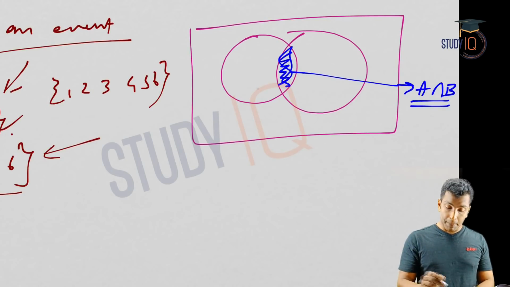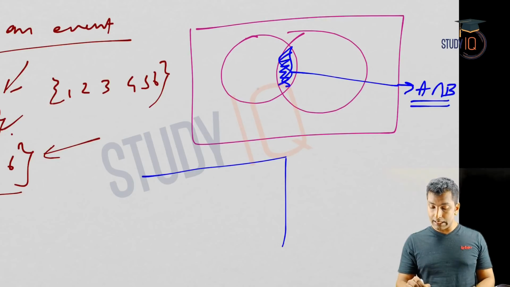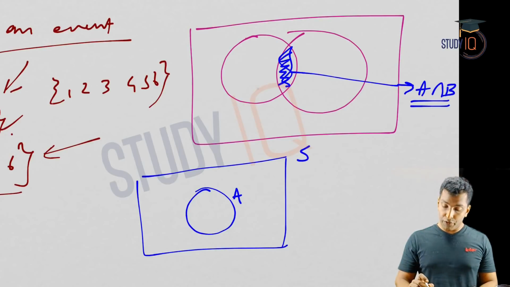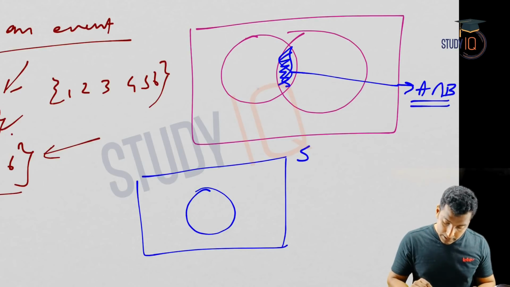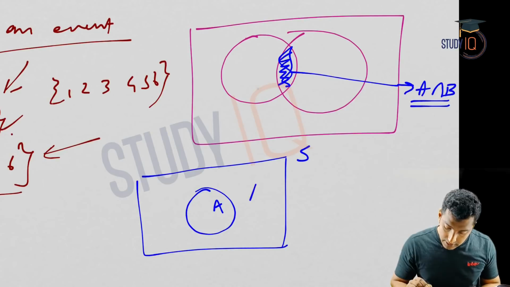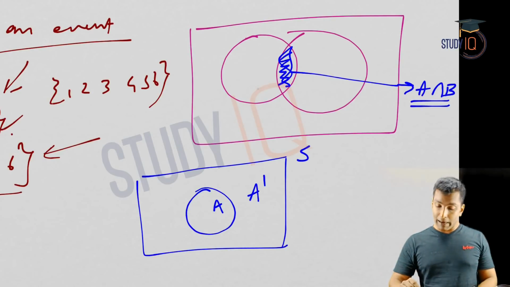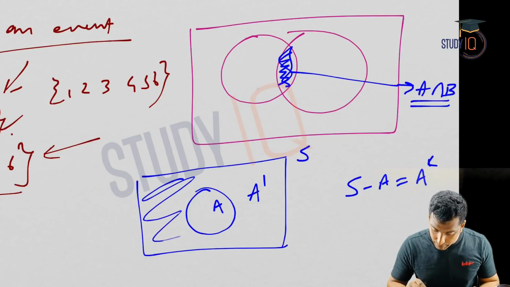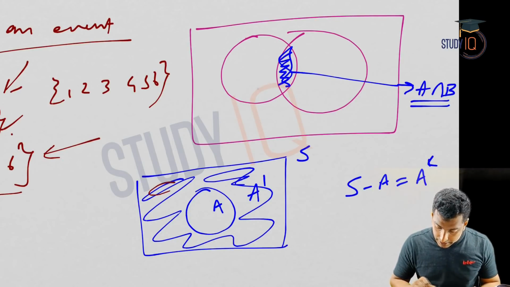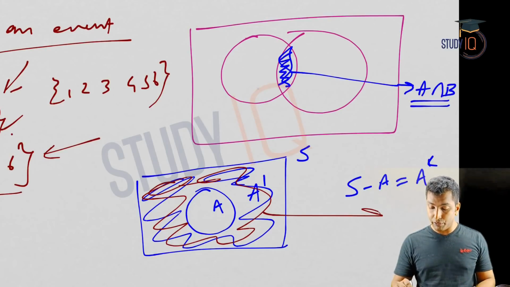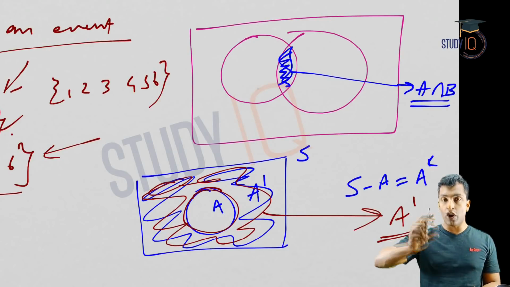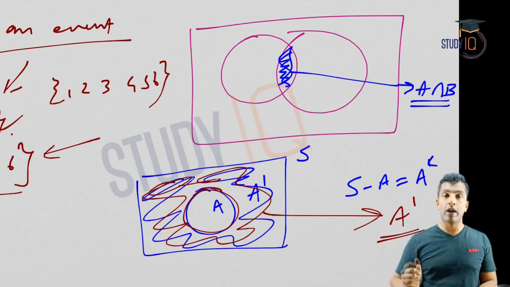If you need to visualize negation, let's suppose this is your sample space, and this is A. What is A complement? This is A complement. That is actually S minus A. So you can write S minus A is A complement, or you can write it like this also. This is the area that I am looking for, which is A complement. If this is A, the elements which are not part of A are your A complement.